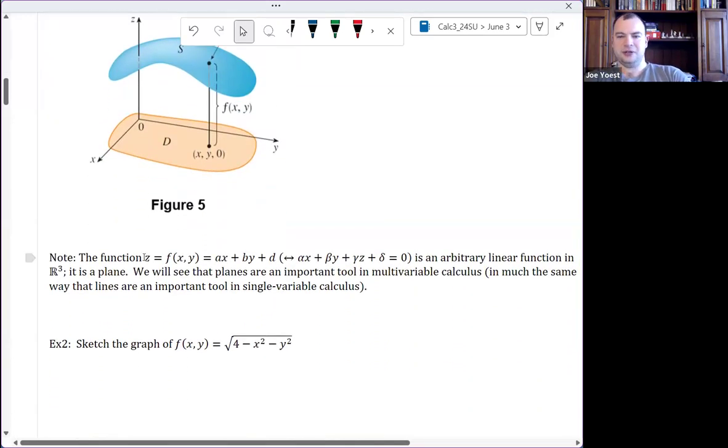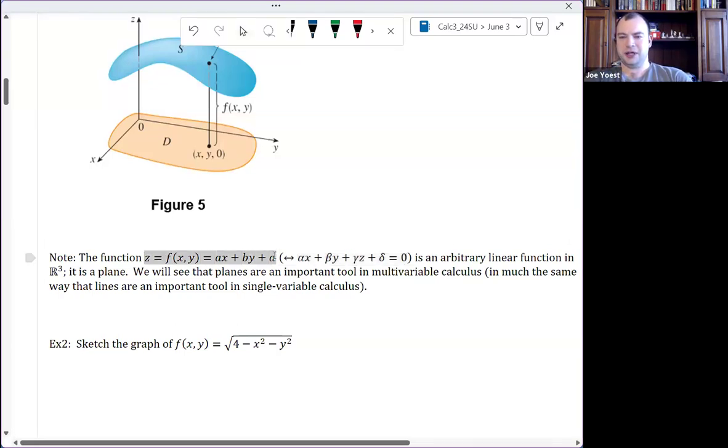And as a side note, the function z equals ax plus by plus d, or in other words, alpha x plus beta y plus gamma z plus delta equals 0, where we're thinking of z as the height being our output, is an arbitrary linear function in R3, and we see clearly that it's a plane. This kind of rearrangement makes it very clear that this is a plane in 3-dimensional space.